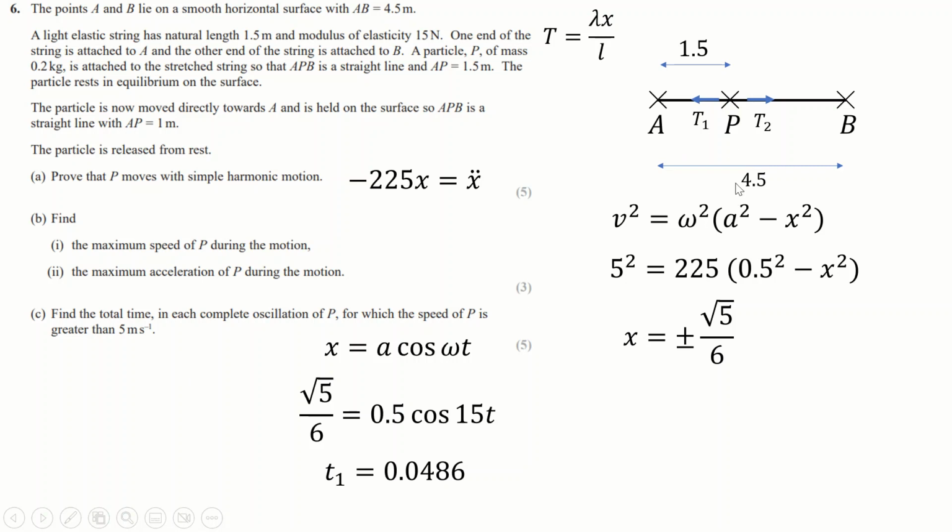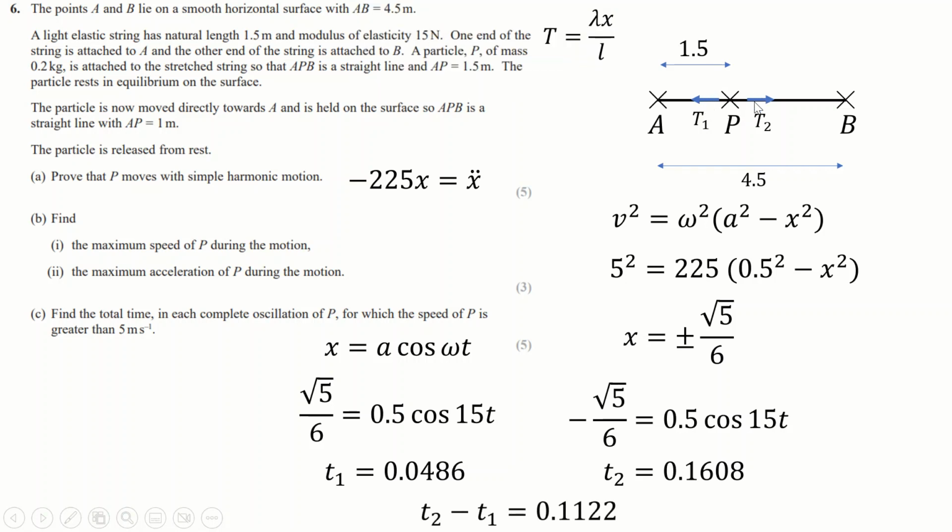And now, what about the other displacement when we're minus root 5 over 6? Well, let's also solve that, and we'll find another time, which is this. That's the amount of time it takes to get from here all the way to here. If we do that second time minus the first, that will be the length of time it takes to get from this 5 meters per second to this 5 meters per second, which is that.